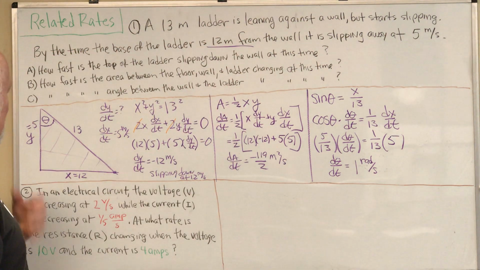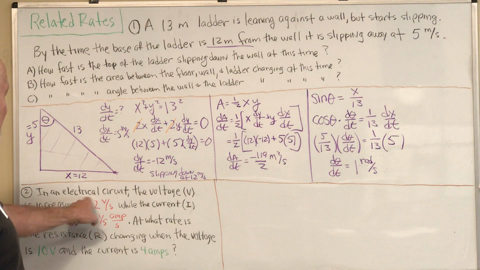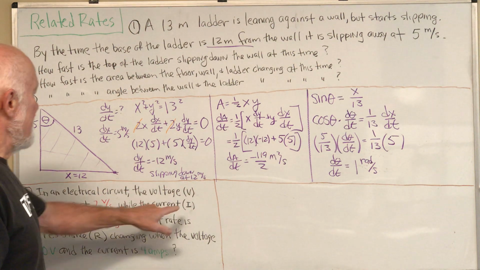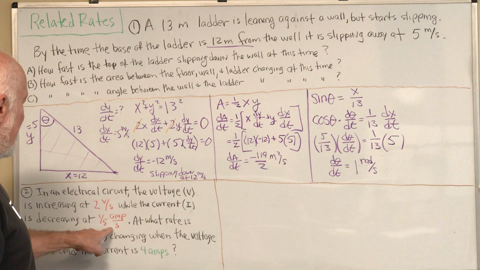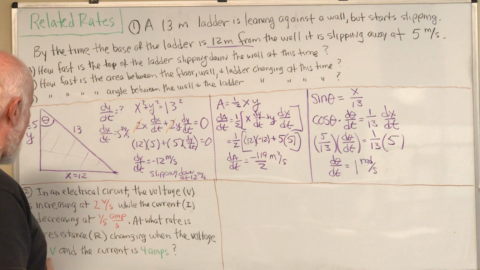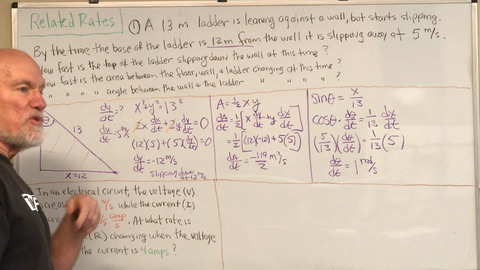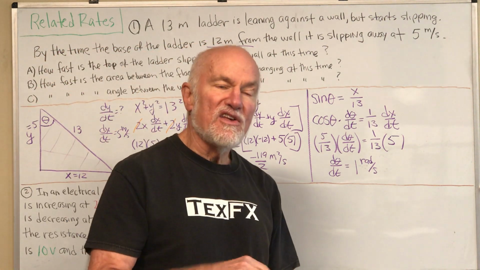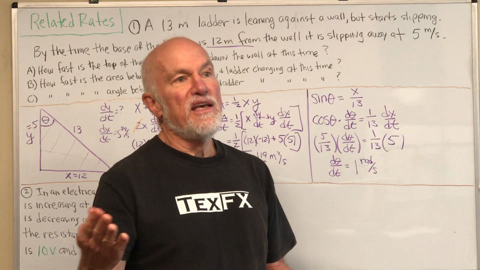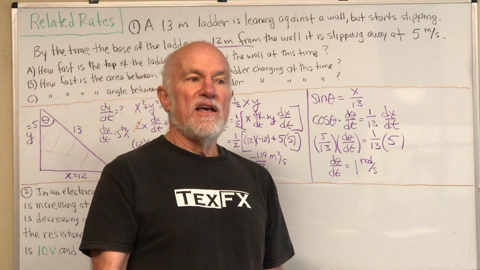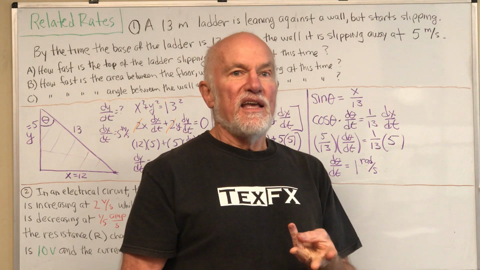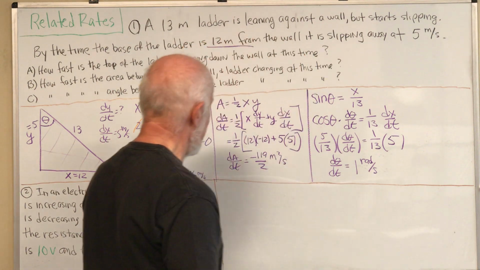Okay, so let's go to a completely different problem. In an electrical circuit, the voltage is increasing at 2 volts per second, and the current is decreasing at 1/5 amps per second. At what rate is the resistance changing at the time that the voltage is 10 and the amperage is 4? So again, this is related rates. We know the rate at which the voltage and the current are changing, and we're trying to find the rate at which the resistance is changing. And there is a relationship in an electrical circuit between those three variables. It's called Ohm's law, if you remember from science.